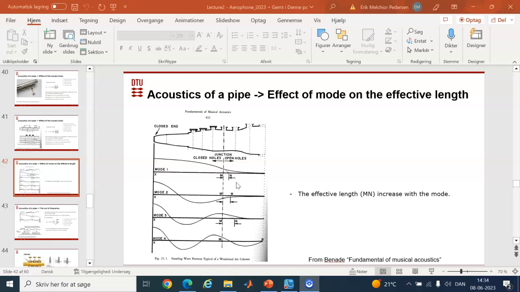Here we have some closed holes, closed, and open here. Open holes, closed holes and open holes. Mn here is the first mode. Mn is that distance. Mode 2, Mn is increasing. Okay, Mn is increasing.